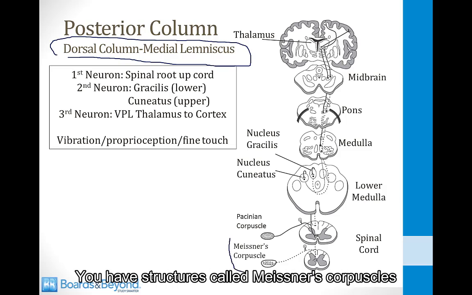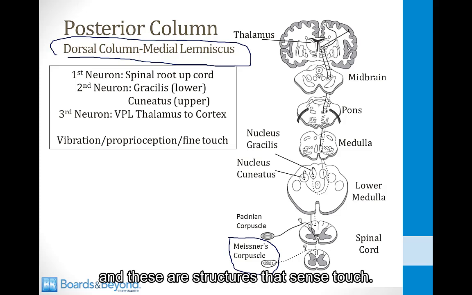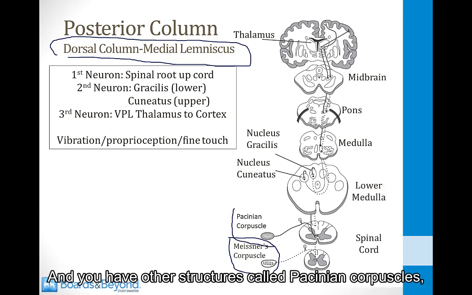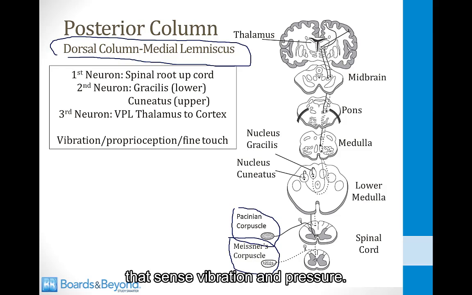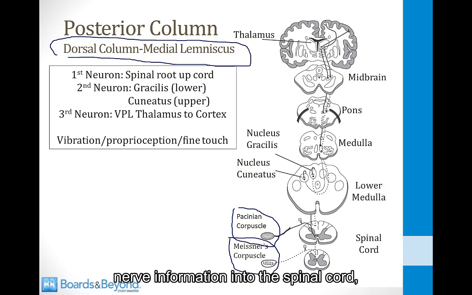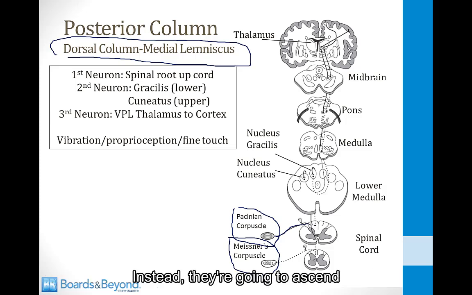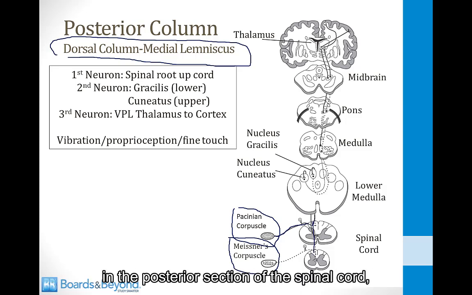You have structures called Meissner's corpuscles out in your periphery, and these are structures that sense touch. And you have other structures called Pacinian corpuscles that sense vibration and pressure. And when they get stimulated, they are going to send nerve information into the spinal cord. But different from the spinothalamic tract, these fibers are not going to synapse in the posterior horn. Instead, they're going to ascend in the posterior section of the spinal cord. That's called the posterior column.